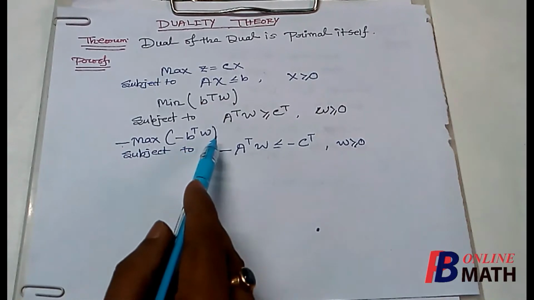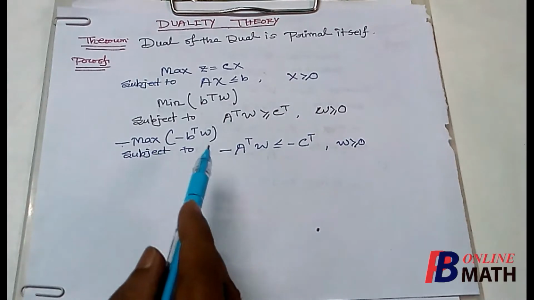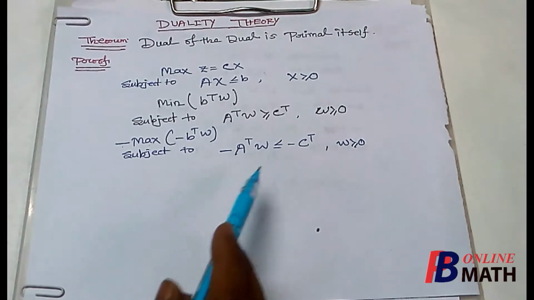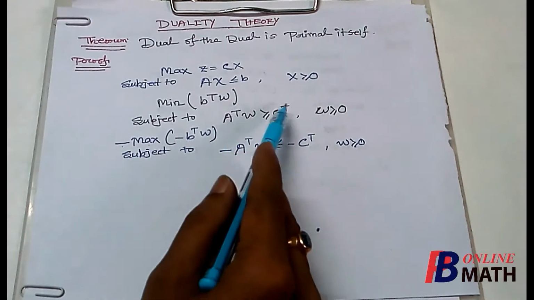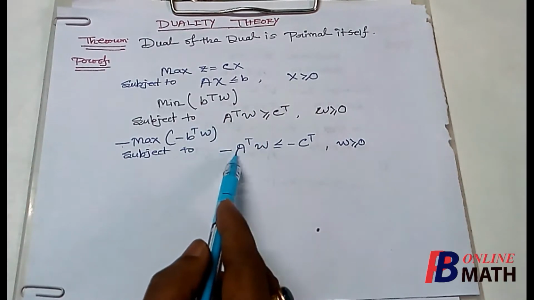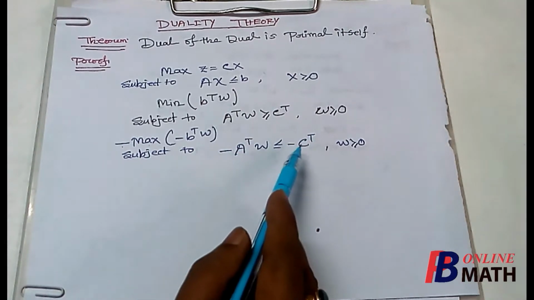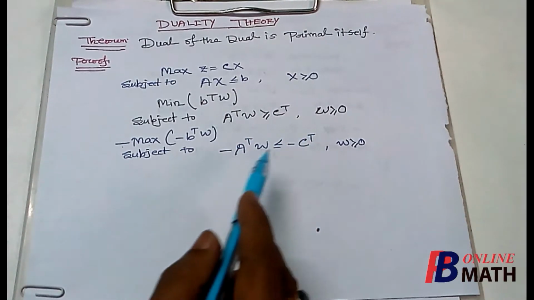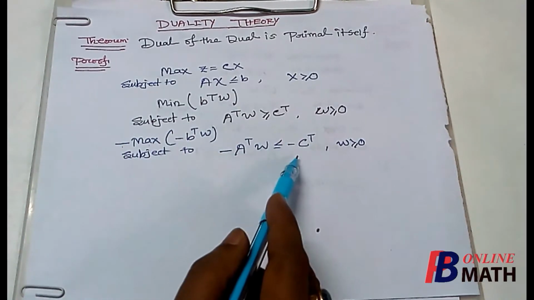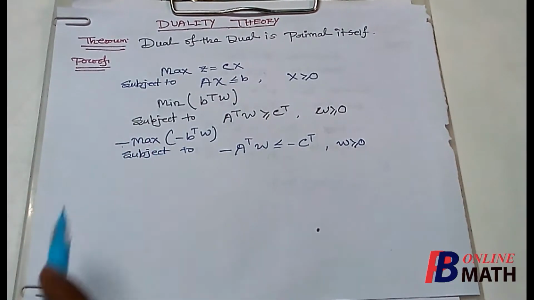Since we have converted this problem to a maximization problem, for the standard form we have to convert all the constraints into less than or equal to inequalities. For that we multiply all the constraints by -1, so that all these constraints become minus A transpose omega less than or equal to minus c transpose. So now this is a maximization problem and all the constraints are of less than or equal type. So this is in standard form. So now we shall find its dual again.